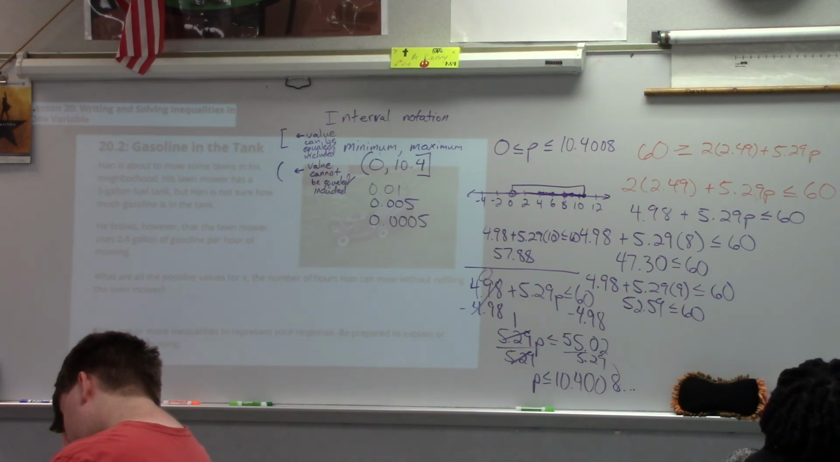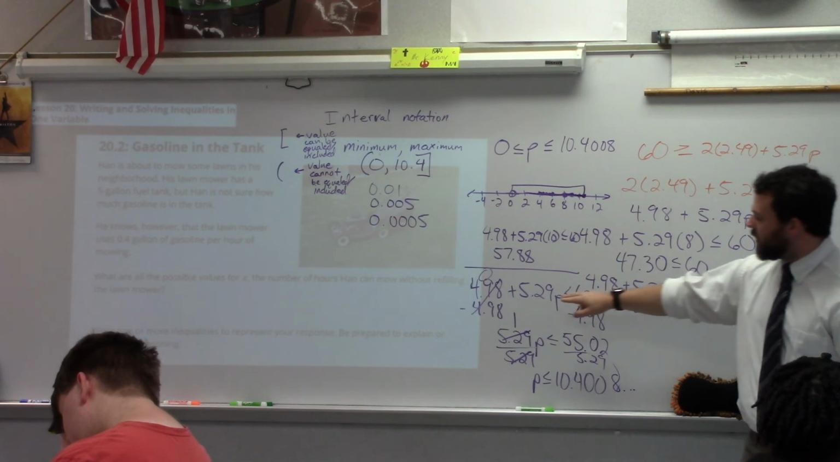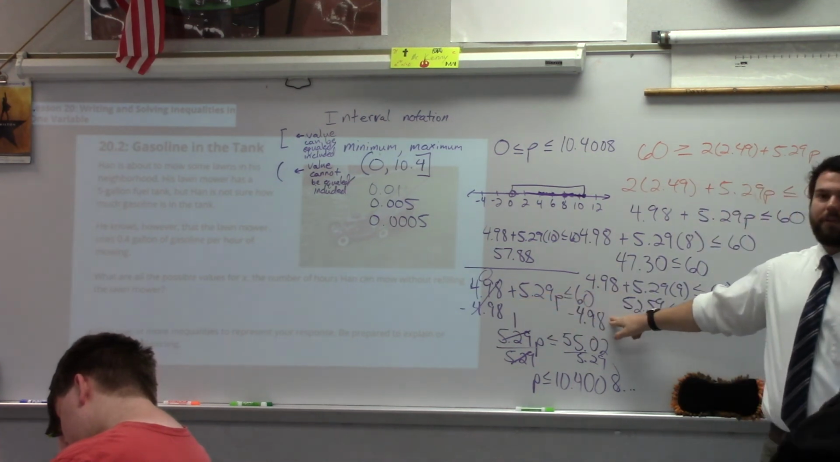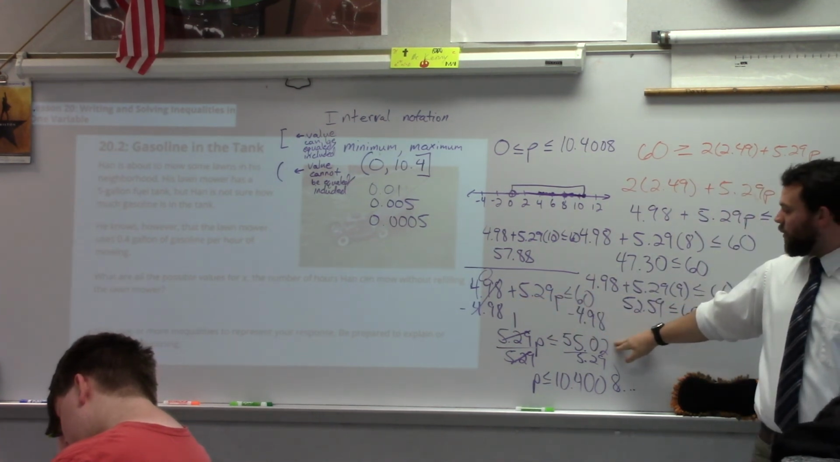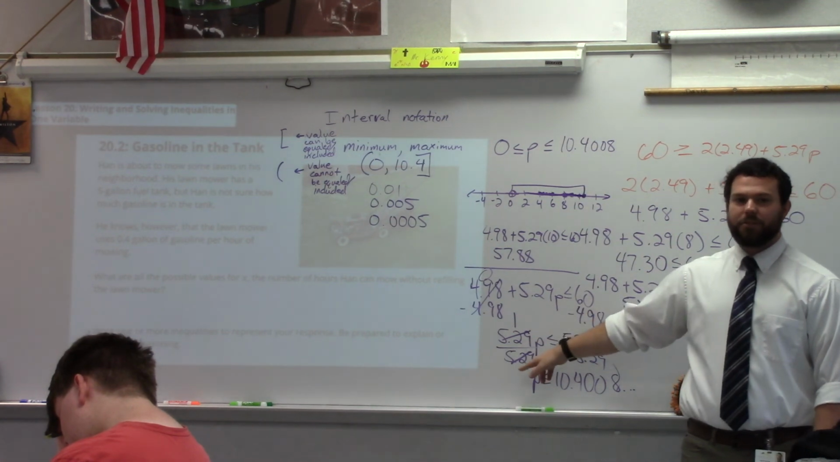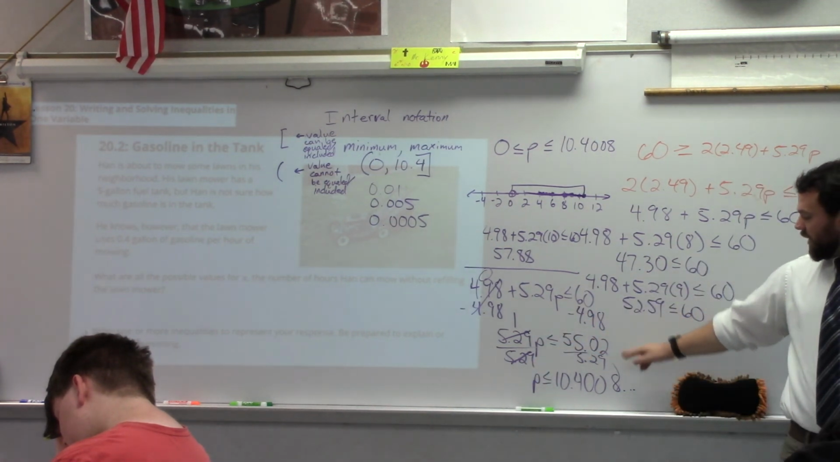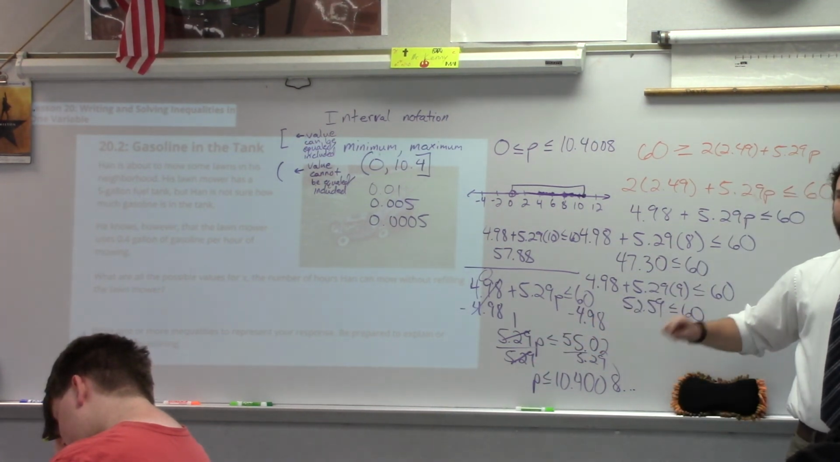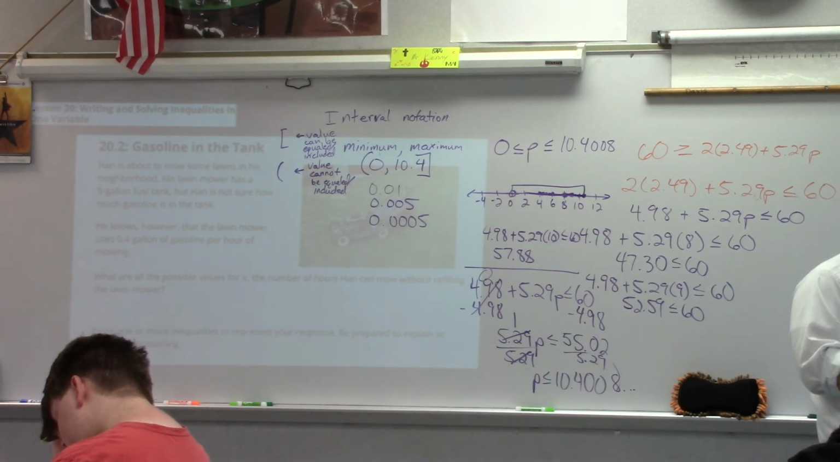So 20.2, Han is, oh, really quickly, I did want to point out, I meant to mention this earlier, subtraction, right, property of inequality, create an equivalent inequality. We divided by 5.29 on both sides, that created an equivalent inequality. There's one time when inequalities are different from equations, and I'll show that then. I'll get to that in a second.